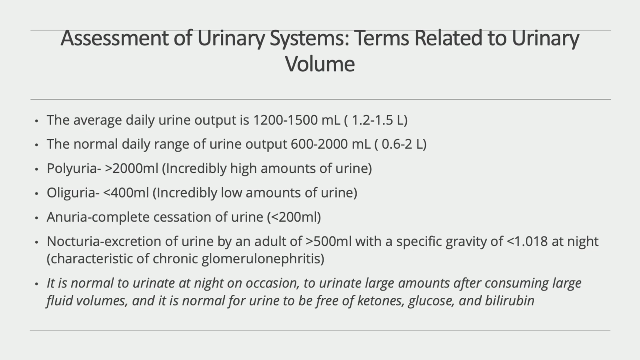It's normal to urinate large amounts when you consume a lot of fluids. It's normal to have urine free of ketones and glucose and bilirubin. And any of the big ones that don't have those key components in there, right? So like if I'm oliguric, incredibly low amounts of urine, that's a problem. Anuric, that's even a bigger problem. We're talking about dialysis patients. So know your definitions, know what it means, know what the volume means, and you should be good to go.